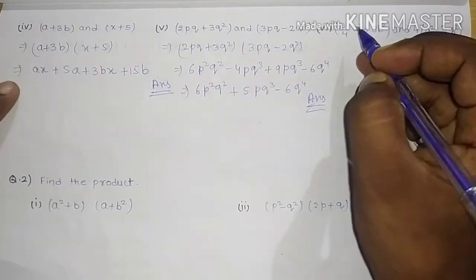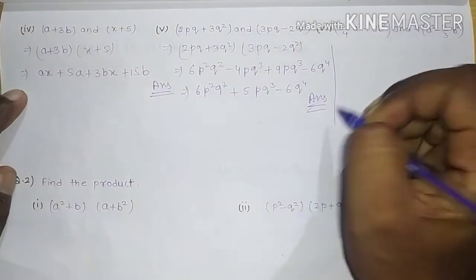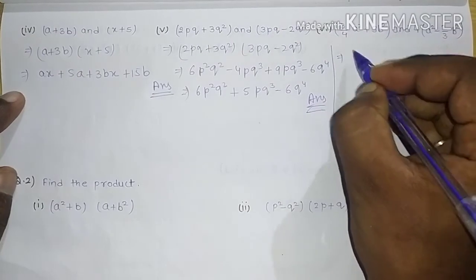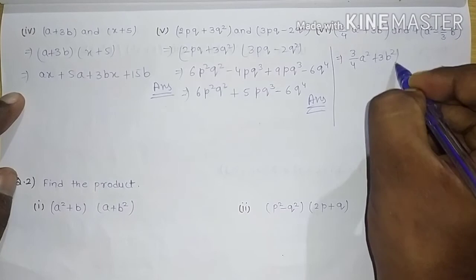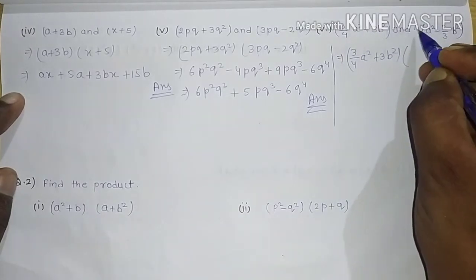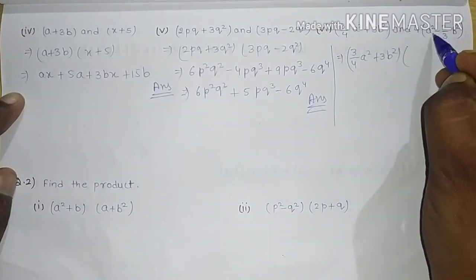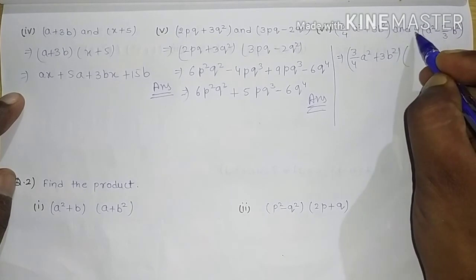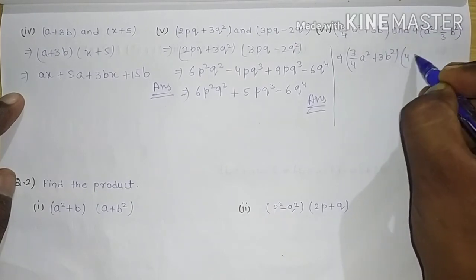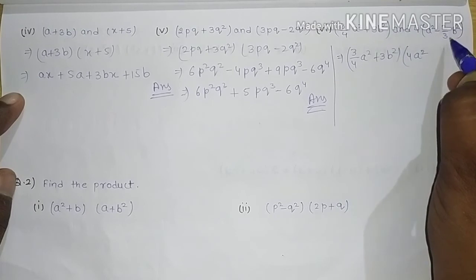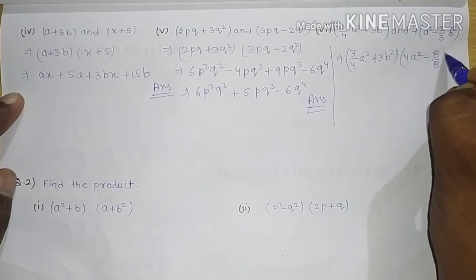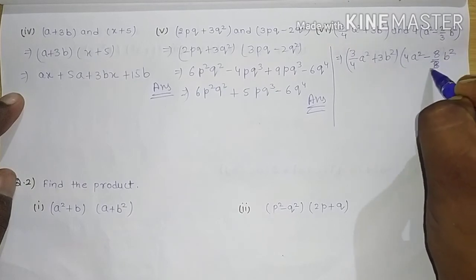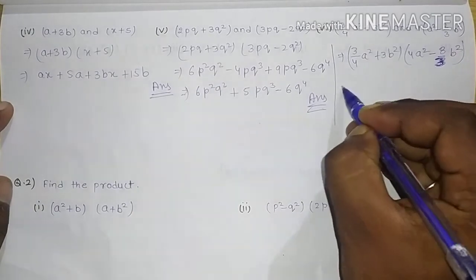Similarly, question number 6. (3/4 a² + 3b²) is multiplied into (4a² − 2/3 b²). So just simplify it. It will be 4a², and 4 into minus 2 by 3, so it will be minus 8 by 3b². Now just multiply it.